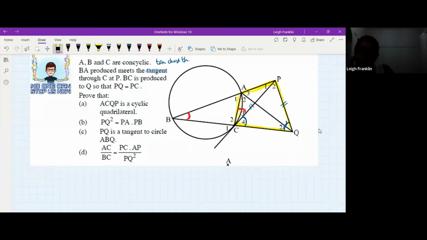Correct? Yes. And if we are trying to prove that something is cyclic, we normally have 3 ways to do it, and one of them would be converse angles in the same segment. Absolutely. So would I then be likely able to say that A2 is equal to P2? So you said that A2 is equal to P2. Okay, but how do you know that A2 and P2 are equal to one another?